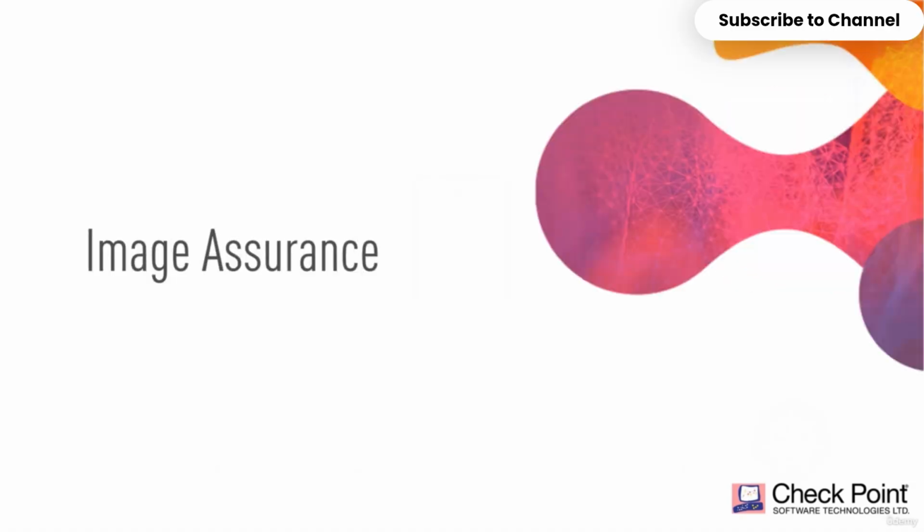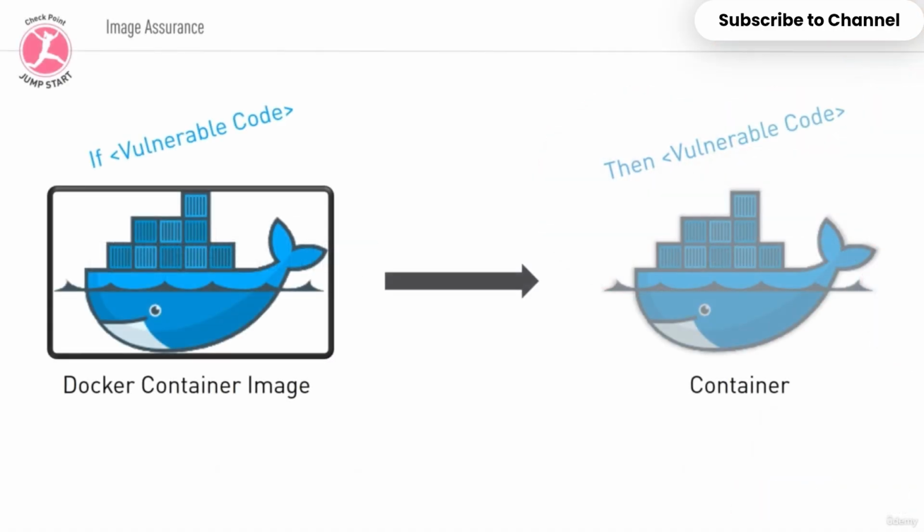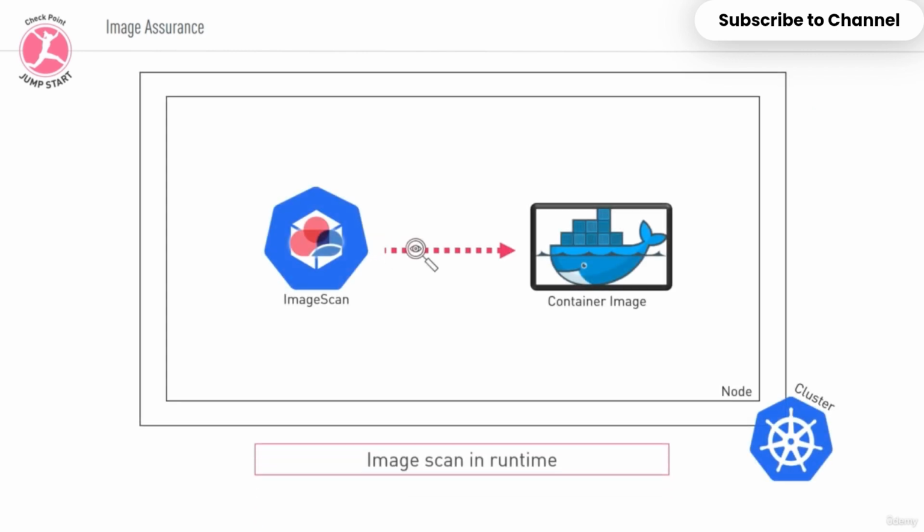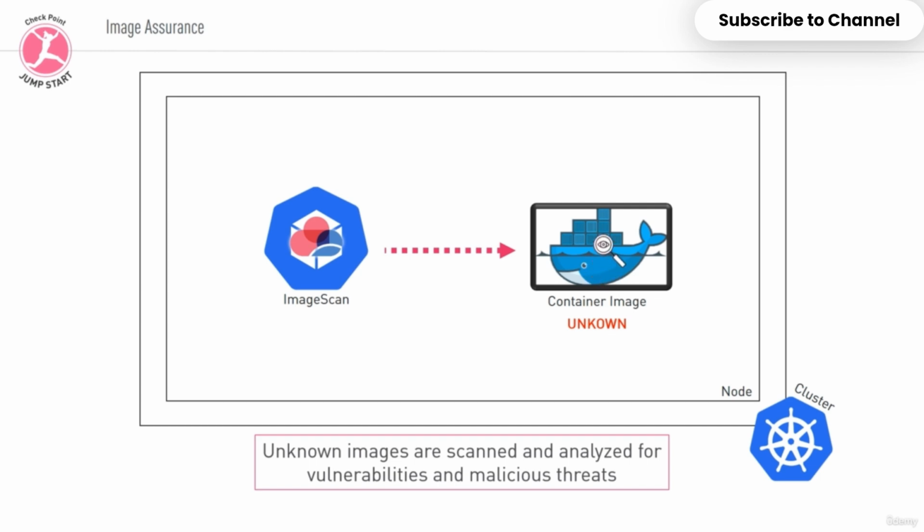So we talked about runtime protection for containers, but what about the images they are based on? CloudGuard Image Assurance analyzes Kubernetes images in runtime to make sure they are free of known vulnerabilities and compromised repositories. The image assurance agents continuously check the cluster for all deployed images. If an agent identifies an unknown image, the agent scans and analyzes the image to find vulnerabilities, exploits, malware, viruses, trojans, credential leakage, and other malicious threats.